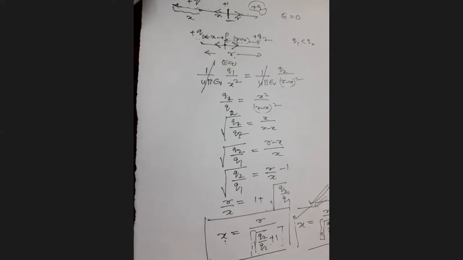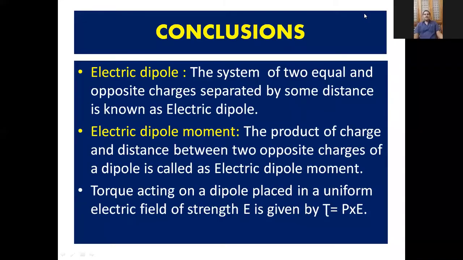Now, in this present discussion, what we covered: first, the electric field strength null point position. Then electric dipole. What is meant by electric dipole? It is the system of two equal and opposite charges separated by some distance. The dipole moment is given by the product of charge and separation between them.